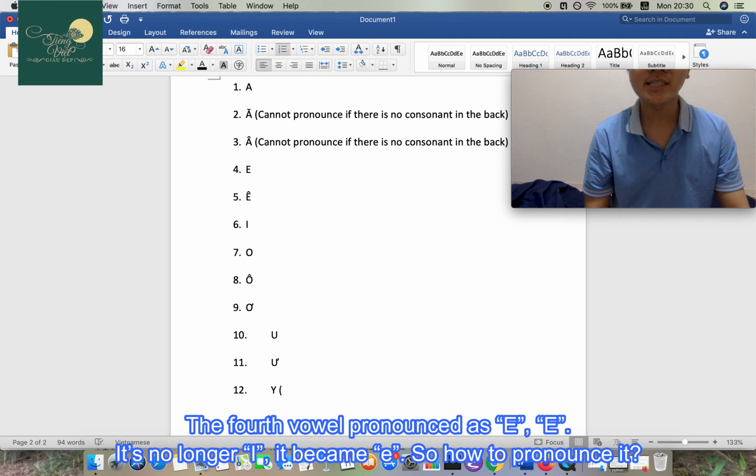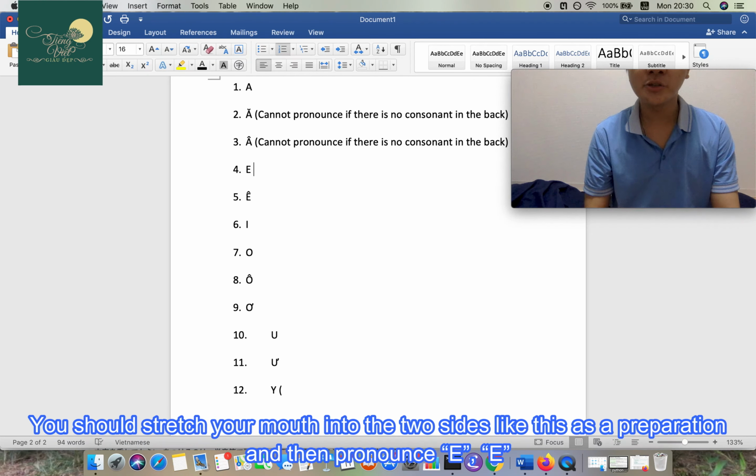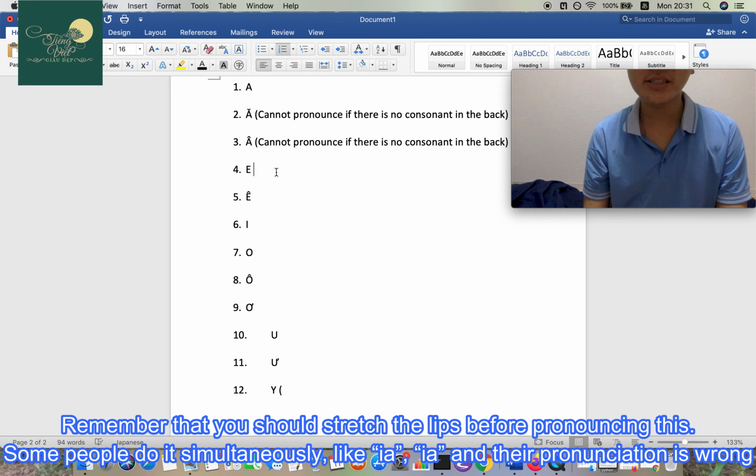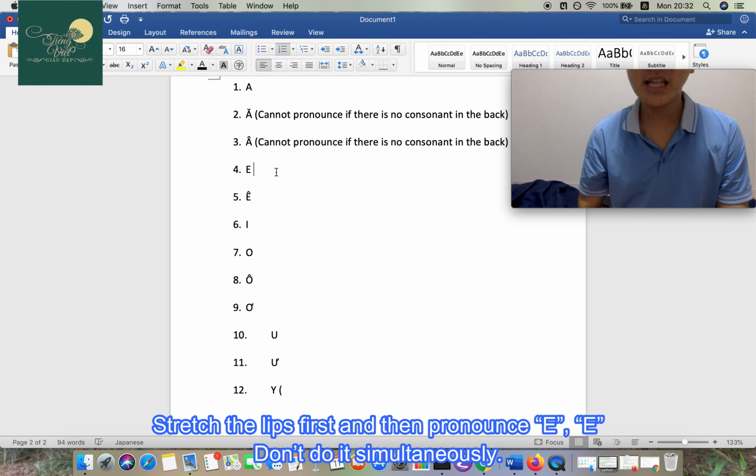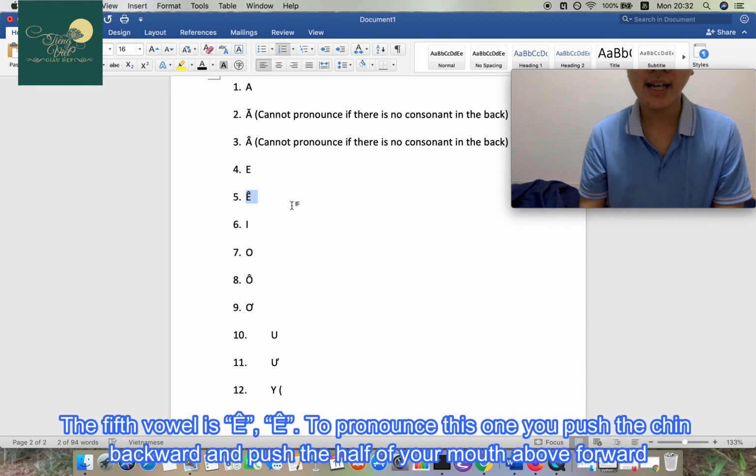So how to pronounce it? You should stretch your mouth to the side as a preparation, and then pronounce it. Remember that you should stretch the lip before you pronounce this. Some people do it simultaneously, and their pronunciation is wrong. Stretch the lip first and then pronounce it. Don't do it simultaneously.